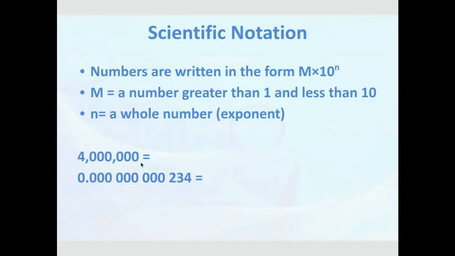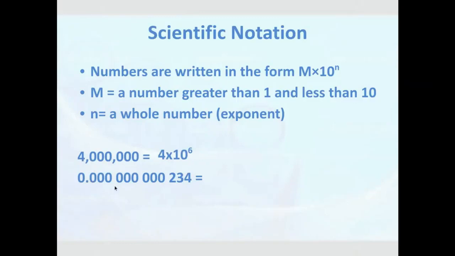So we move the decimal to make sure there's only 1 digit in front of that decimal. So the decimal normally would be here. So we're going to count how many spaces we move it over. 1, 2, 3, 4, 5, 6. So we would write that as 4 times 10 to the 6th because we moved it over 6 spaces.